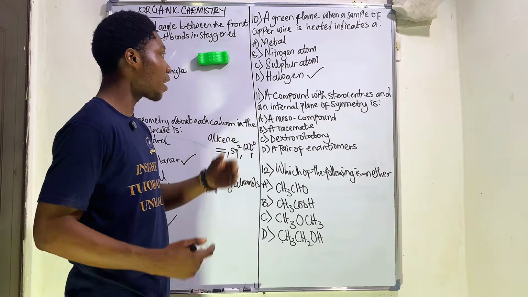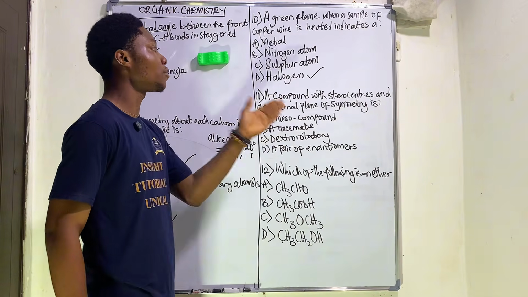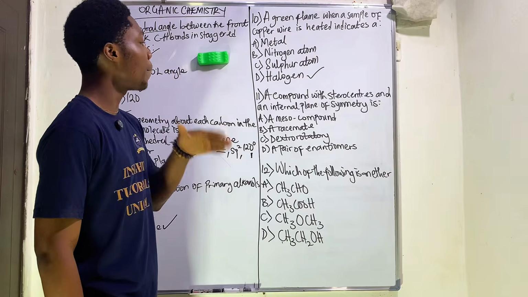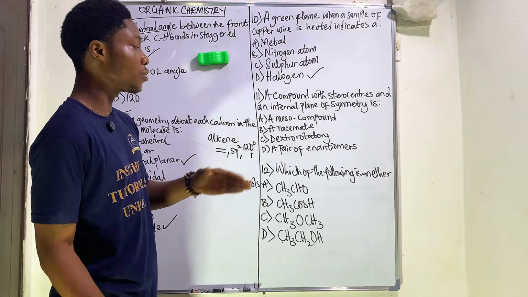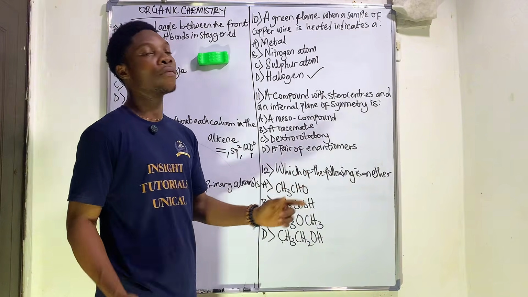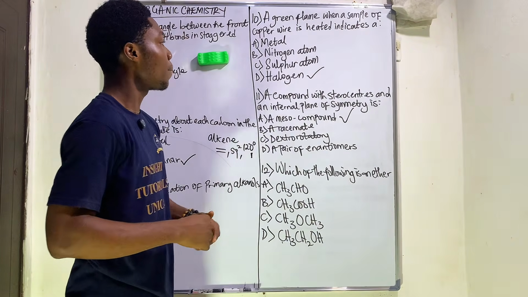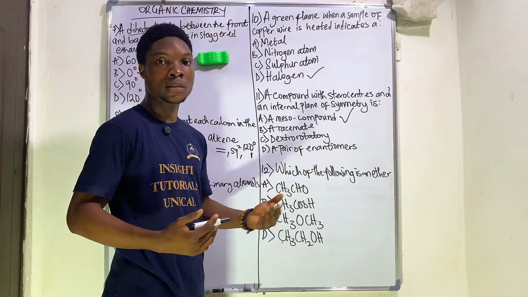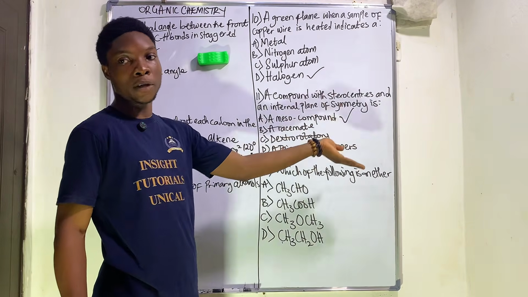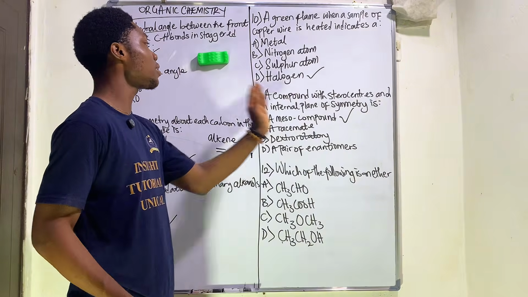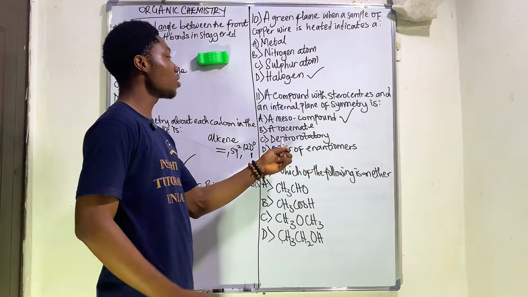All right, so the next question: a compound with stereocenters and an internal plane of symmetry is A. a meso compound, B. a racemate, C. a dextrorotatory compound, and D. a pair of enantiomers. The correct answer is a meso compound. A meso compound has more than one stereocenter or chiral center and has an internal plane of symmetry. We did say that this internal plane of symmetry is what causes it to not have optical activity.